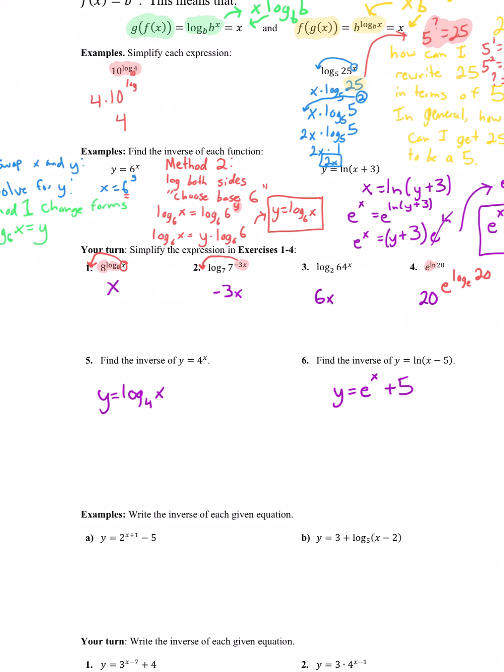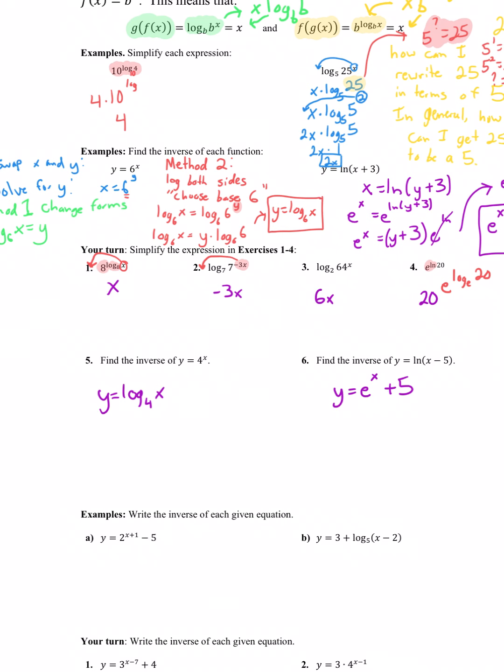So the e and the log both cancel out there, right? Yeah. Not the log, the e and the ln. Yes, both natural log. And then for number 5, I might have done this wrong, but I thought I got log base 4 of y equals x.